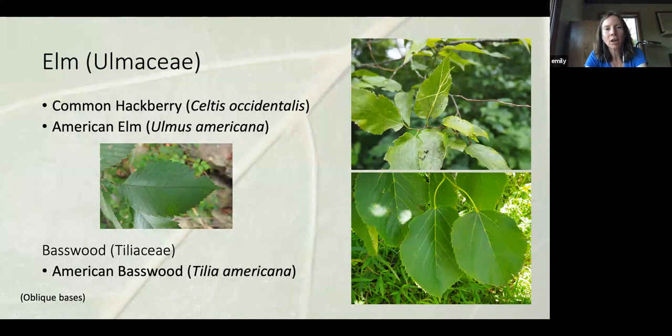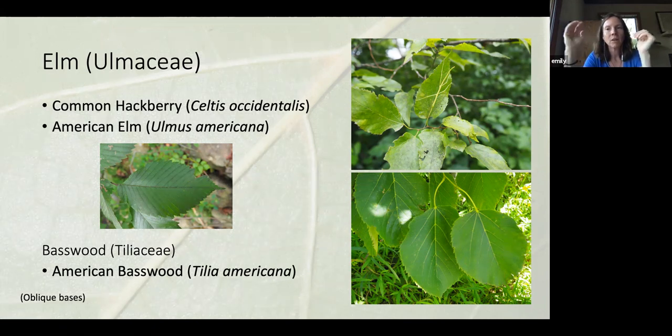I have common hackberry, American elm, and I've stuck underneath here Tiliaceae, which is the basswood, because I want to mention that one too. And in the bottom corner, I've put in oblique bases. All of these leaves, in my mind, don't have bases that come together the same way. They're not a mirror image of one another.